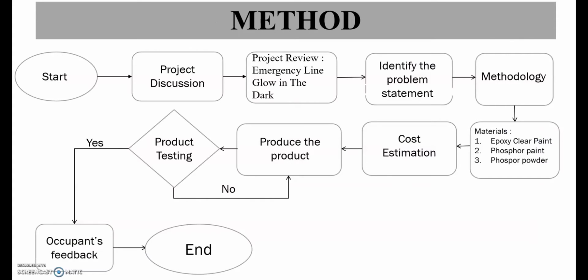This is our method. First, we will start with project discussion and come up with the idea of making emergency line glow in the dark. And then we will identify the problem statement, and it goes to methodology and to the materials we will use, which are epoxy clear paint, phosphorescent paint and phosphorescent powder. And then we come up with cost estimation and then we will produce the product. And then we will do the product testing, which is if our product glows in the dark, then we will proceed to occupants' feedback. But if our product doesn't glow in the dark, then we need to produce it again.